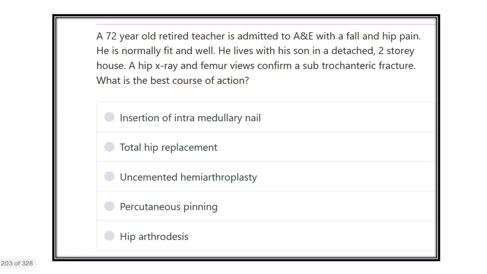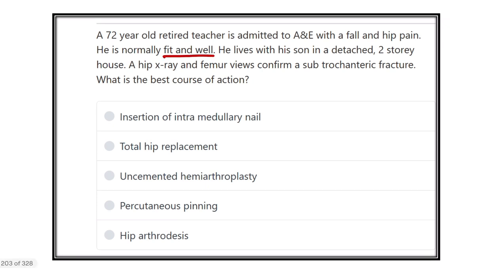An old retired teacher is admitted to the AE department with a fall and hip pain. He is normally fit and well. He lives with his son in a detached two-story house. That means he is able to do any type of work. A hip X-ray reveals a subtrochanteric fracture.